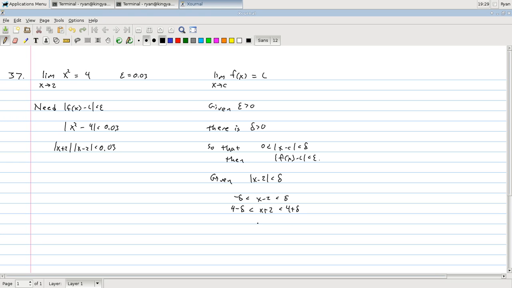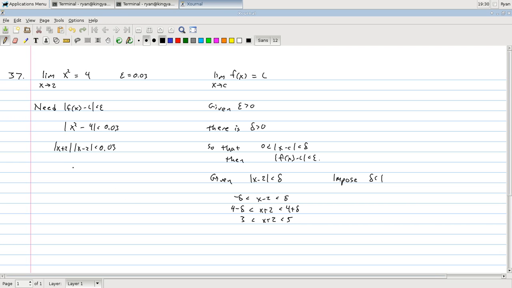And here let's make a restriction. Let's impose the constraint that delta is going to be small. It's going to be less than 1. If delta is less than 1, that tells us that x plus 2 is then between 3 and 5.